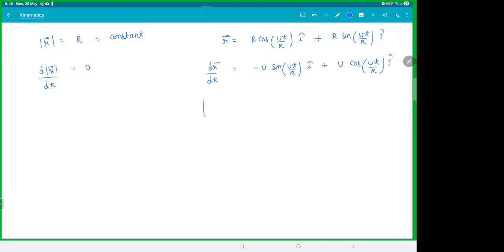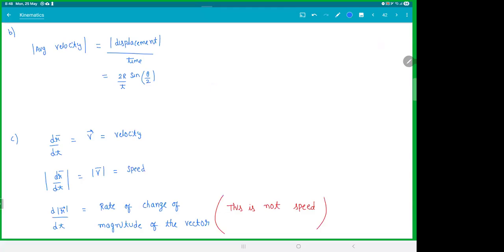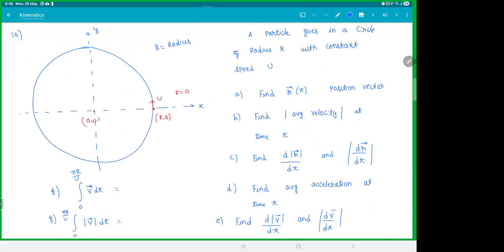There. Now, if I ask you mod of this, this is actually the speed u. Hope you're getting the difference. Both are not same. Most people think that d mod r by dt is speed, and mod of dr by dt was speed. So this is something else. So what is it? We will see that in the next question. That also has a meaning. But is everyone clear with the C part? If you differentiate the mod of r, it is the rate of change of the magnitude of the vector. They are completely two different things.